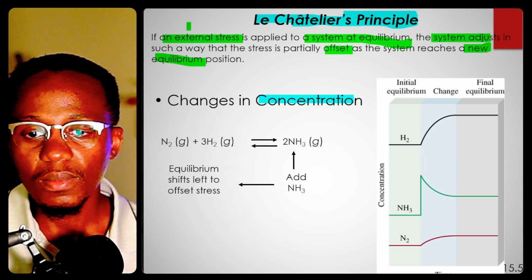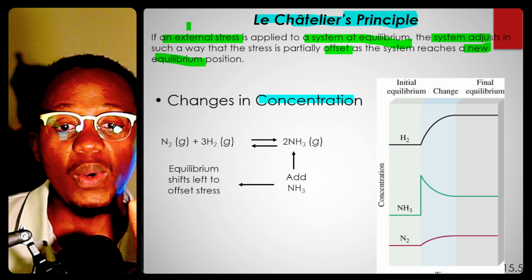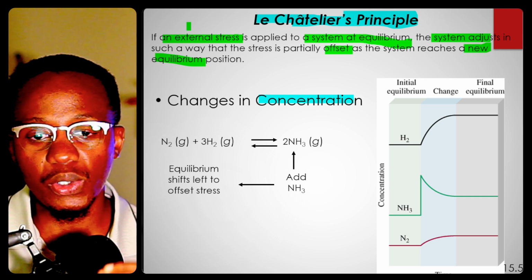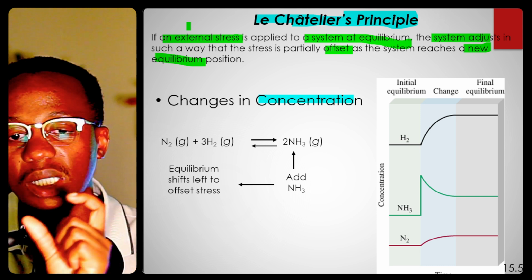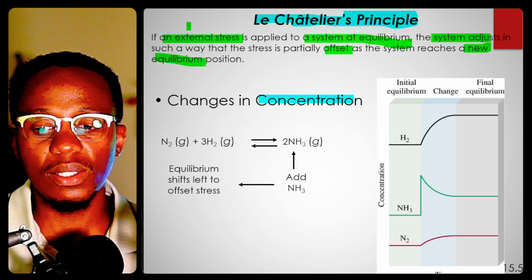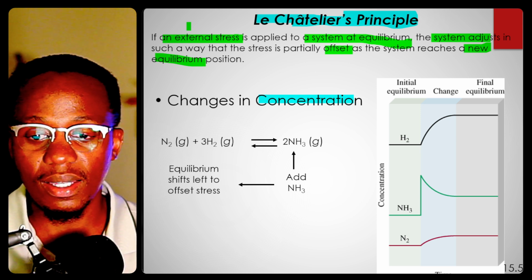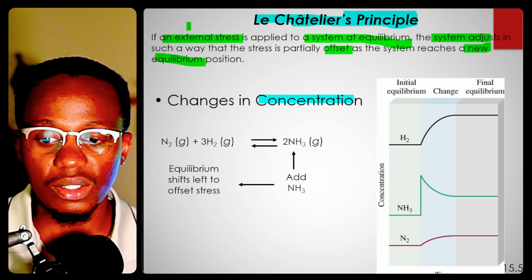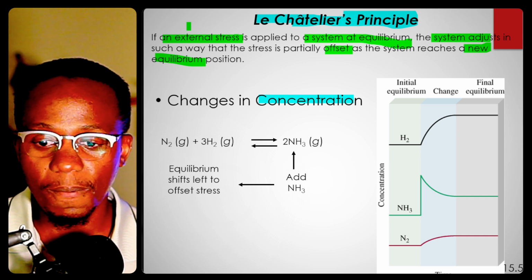I really want this to make a bit of sense. So if you add something to a solution, the equilibrium will shift to the left or to the right in order to try to mitigate that drastic change. All right.